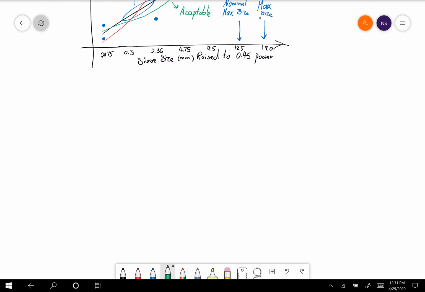And there are some specific sieves in the SuperPave designation or SuperPave specifications. You call those SuperPave mix size designations. So if I'm going to show these in a table, it'll look something like this.